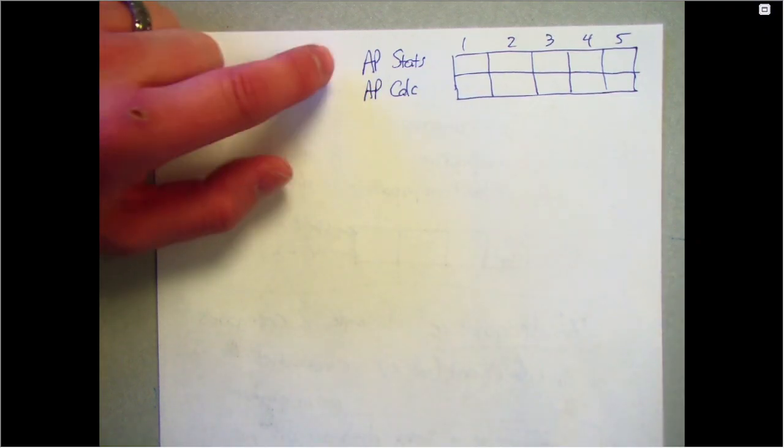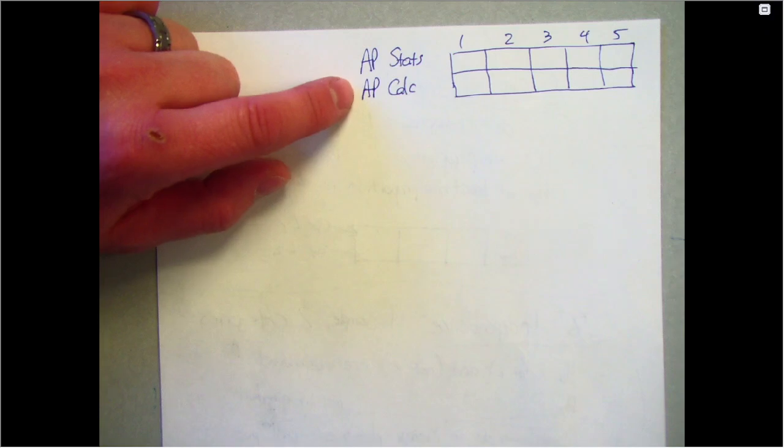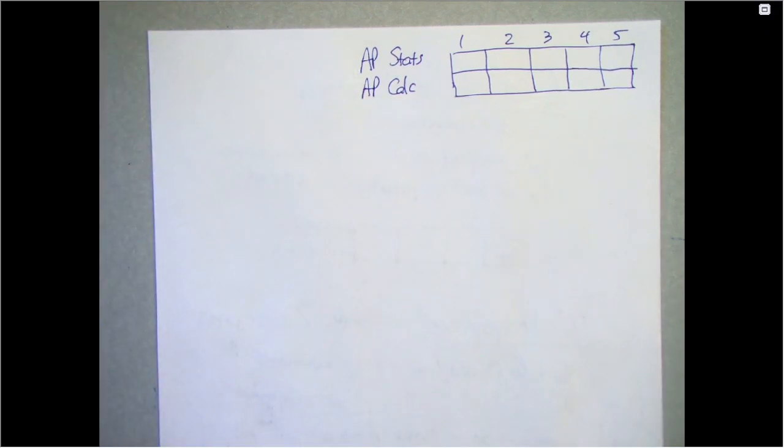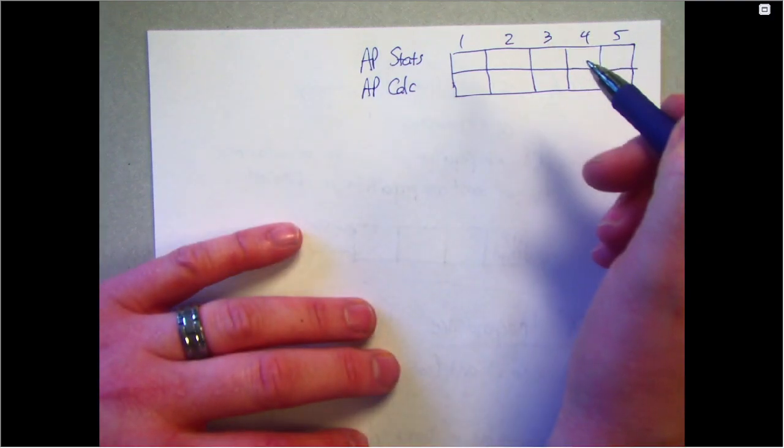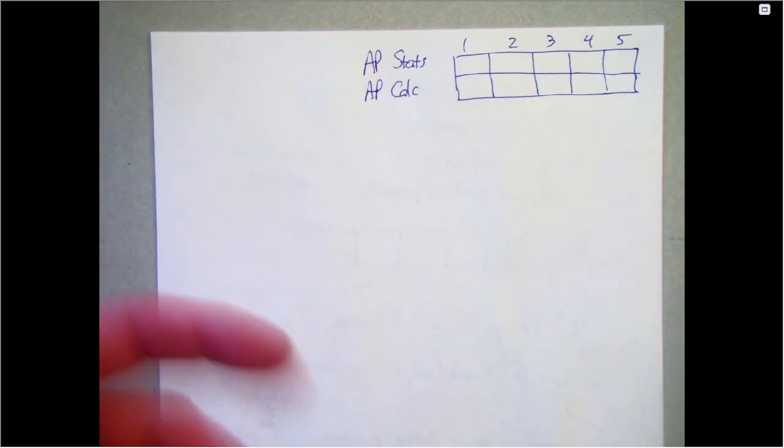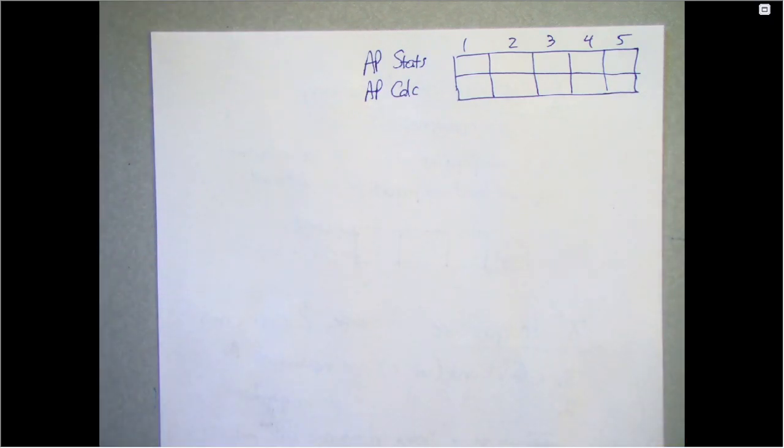It's more like, I teach AP Stats, I teach AP Calc. Are my students getting the same scores, or are they way better in one or way better in the other? So you're not comparing to some given thing, you're comparing to each other. So let me put some numbers in here.